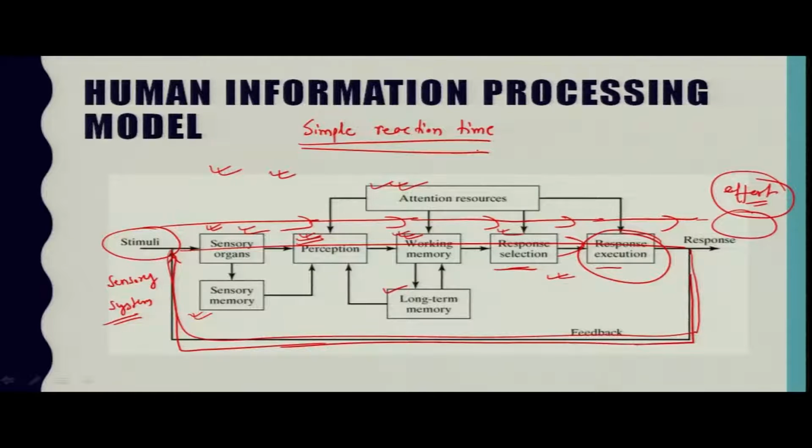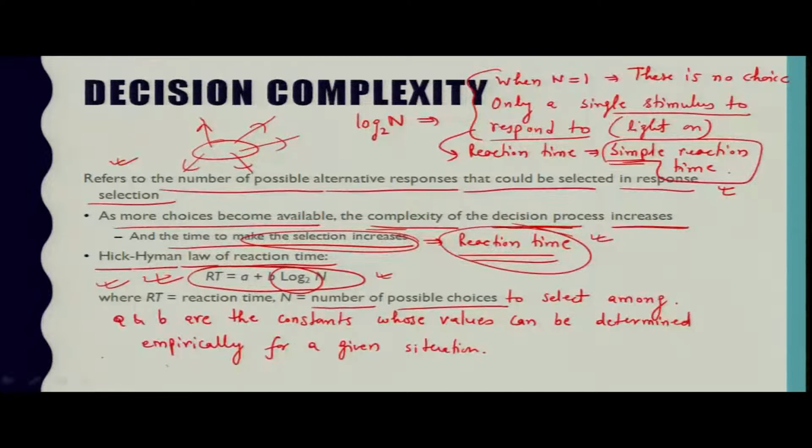This simple reaction time is indicated by the value of the parameter A in the Hick-Hyman equation. Typically the values of A are well under 1 second. So within 1 second your response is decided by the stimulus and the signal you get from sensing it. Now we have understood this equation.